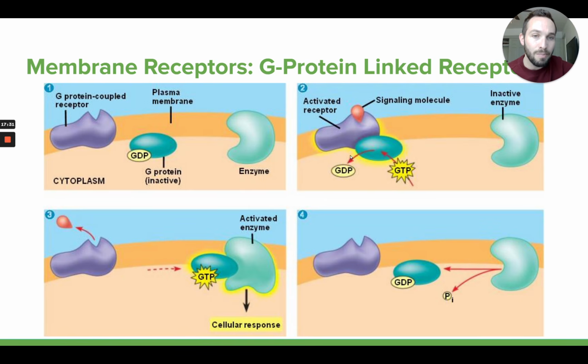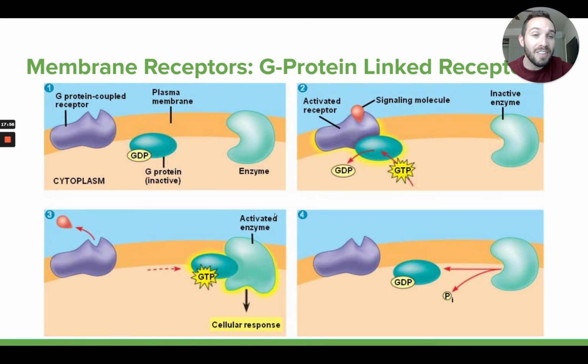So then the GDP gets kicked off and a GTP can bind to the G protein. And when the GTP binds, the G protein becomes active. So the G protein is only active when a GTP molecule binds to it. And that's only going to happen when the G protein linked receptor binds to the signaling molecule. So that's what's happening here. Signaling molecule, G protein linked receptor binds to the G protein, allows it to be activated by GTP.